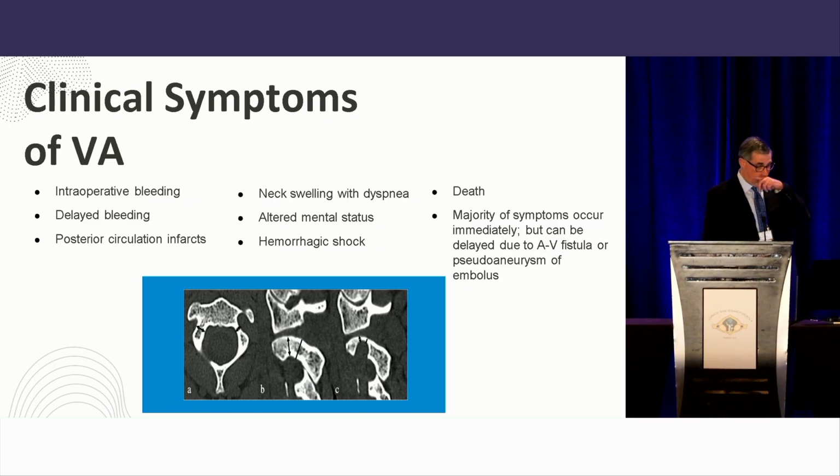It's pretty bad. You get a lot of intraoperative bleeding, can get delayed bleeding, posterior circulation infarcts, neck swelling with dyspnea, death, altered mental status, hemorrhagic shock. The majority of symptoms occur pretty immediately, but they can be delayed due to an AV fistula or pseudoaneurysm or an embolus. So if you do get these patients, you have to follow them for more than 6 months, and our vascular people sometimes follow these people for years with further angios.